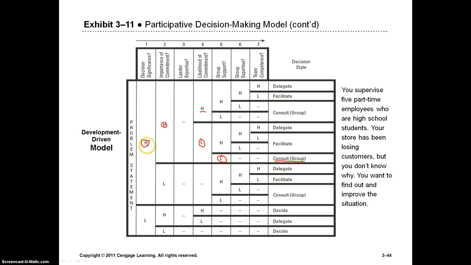If we had followed this pathway of high, skip number 3, and high for likelihood of commitment, and then answered low for group support here, again we would have been done, and guess where we ended up? We ended up with consult group again. As I said, it's essentially a self-healing model. Even if you differ on 1 or 2 questions, you frequently end up with either the same style or a style that's right next to it, a second best answer.